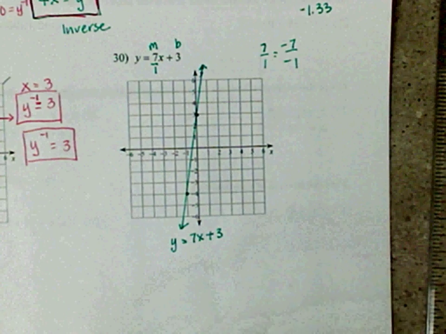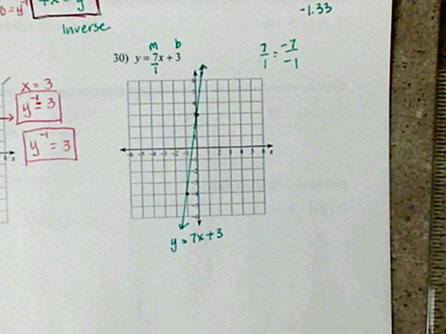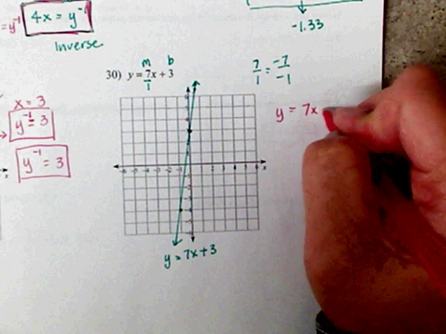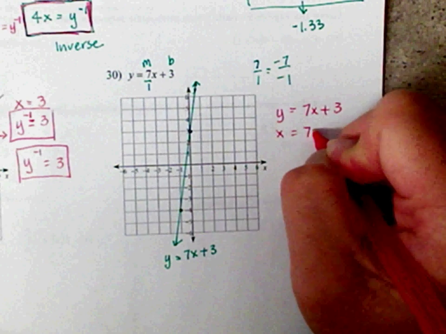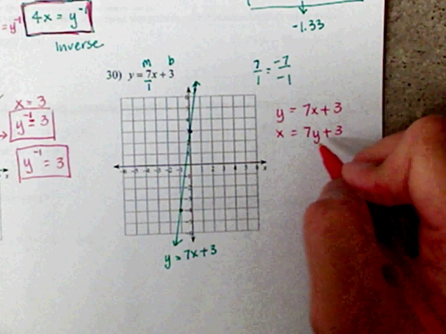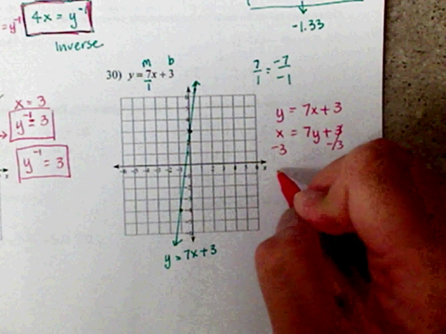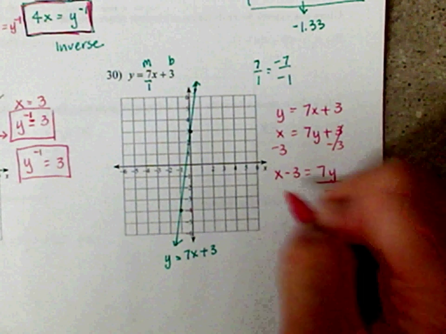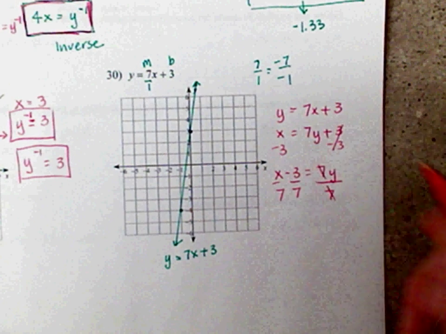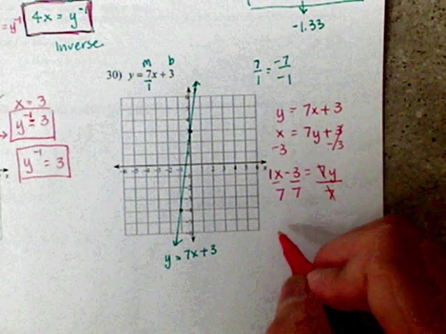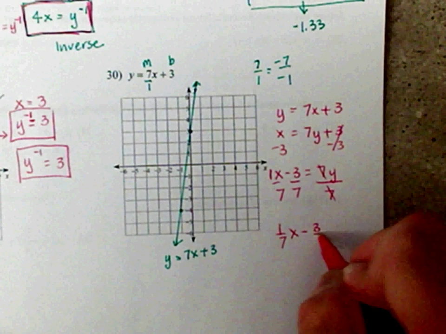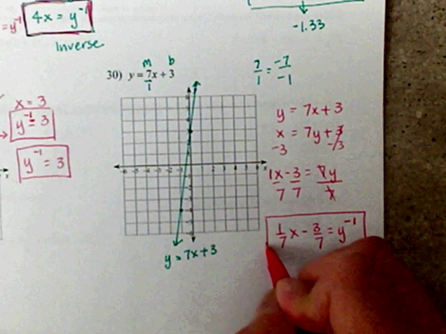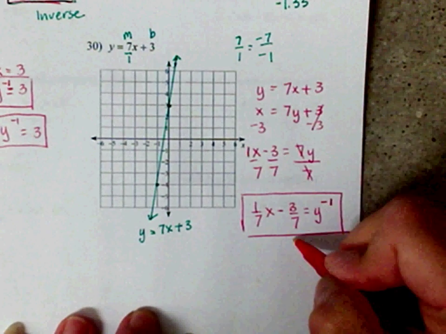Let's go find our inverse. Alright, so y equals 7x plus 3. Switch your x and your y. Okay? Subtract 3 from both sides. So x minus 3 is equal to 7y. Divide both sides by 7. Notice there's a 1 right here. So this is 1 over 7 x minus 3 over 7 is equal to y. And there you have it, add your negative 1. There's your inverse.